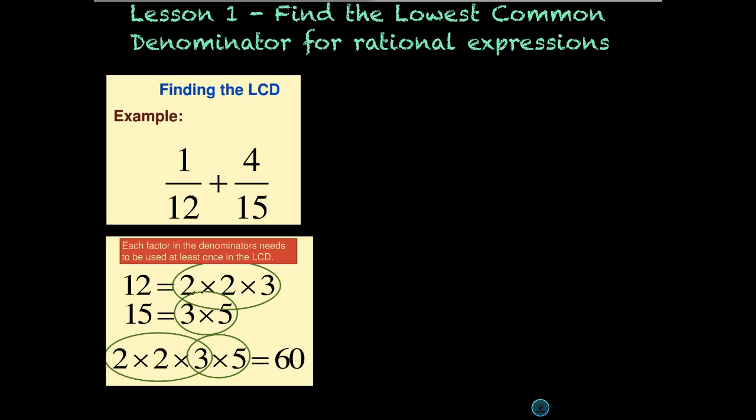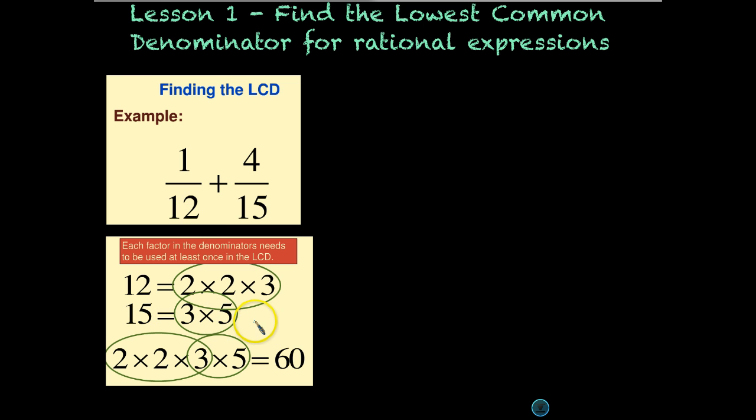Okay, so let's look at this one, for example, a basic fraction, 1/12 plus 4/15. If we're trying to find the least common denominator, one way to do that is to factor the 12. And the 12 is factored into 2 times 2 times 3. Remember that we have to factor it into all of its primes. We can't factor this into 2 times 6 because 6 can be factored into 2 times 3. So we need to find all the prime factorizations of 12 and all the prime factorizations of 15.